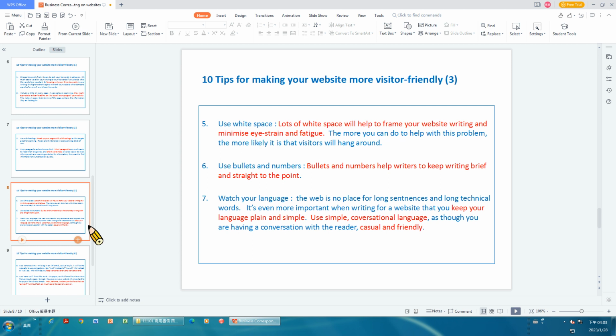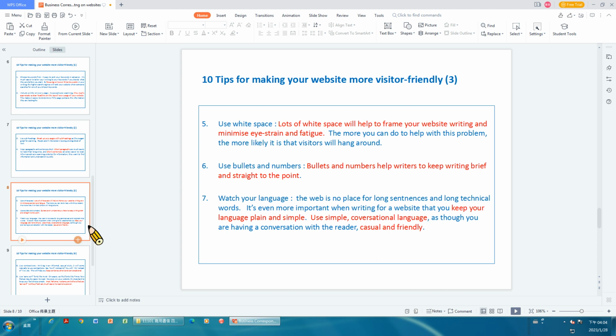Tip number 5. Use white space. Lots of white space will help to frame your website writing and minimize eye strain and fatigue. The more you can do to help with this problem, the more likely it is that visitors will hang around.